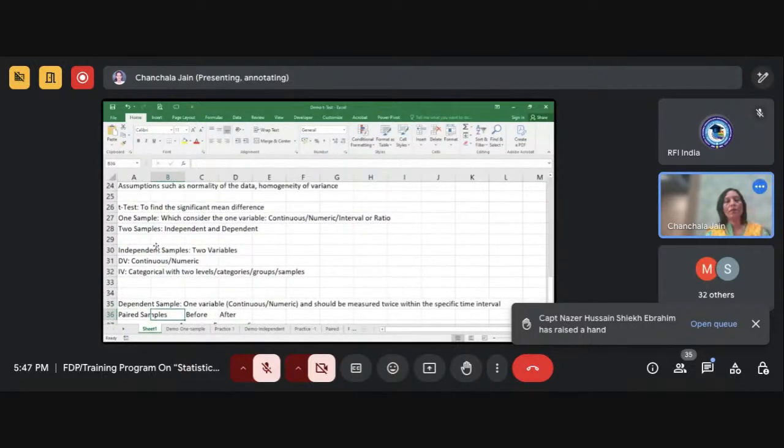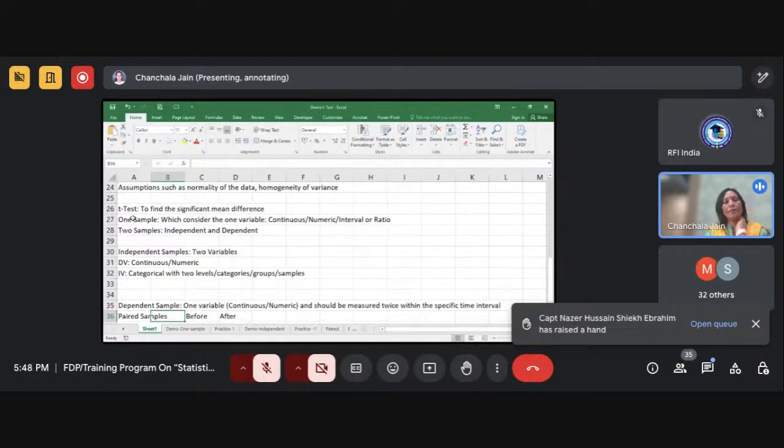So this is the variety available in the t-test. If I want to say again about the t-test, I can say this: the t-test is always used when we are interested to find the significant mean difference, right? There are varieties available in the t-test, one sample and two samples. In case of one sample, we will have only one variable, the numeric or continuous variable, and you compare its mean with the population mean, right?